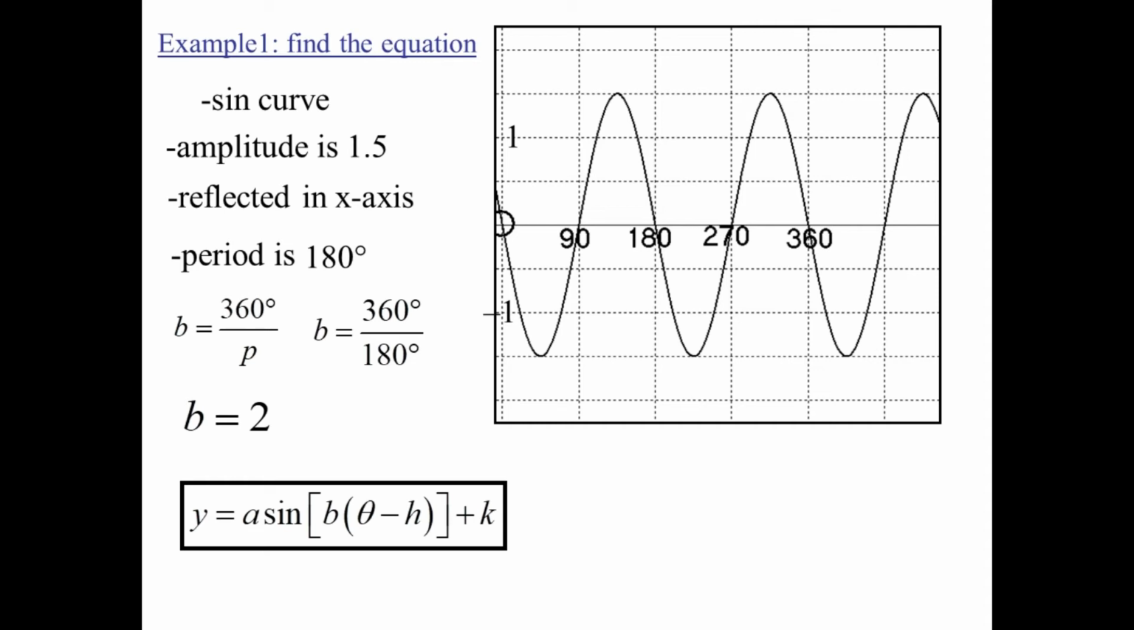Using our transformation equation, knowing that the amplitude goes here and the b value goes here, and this one hasn't been shifted up or down or left or right, we can simply say that the equation is negative 1.5 sine 2 theta.